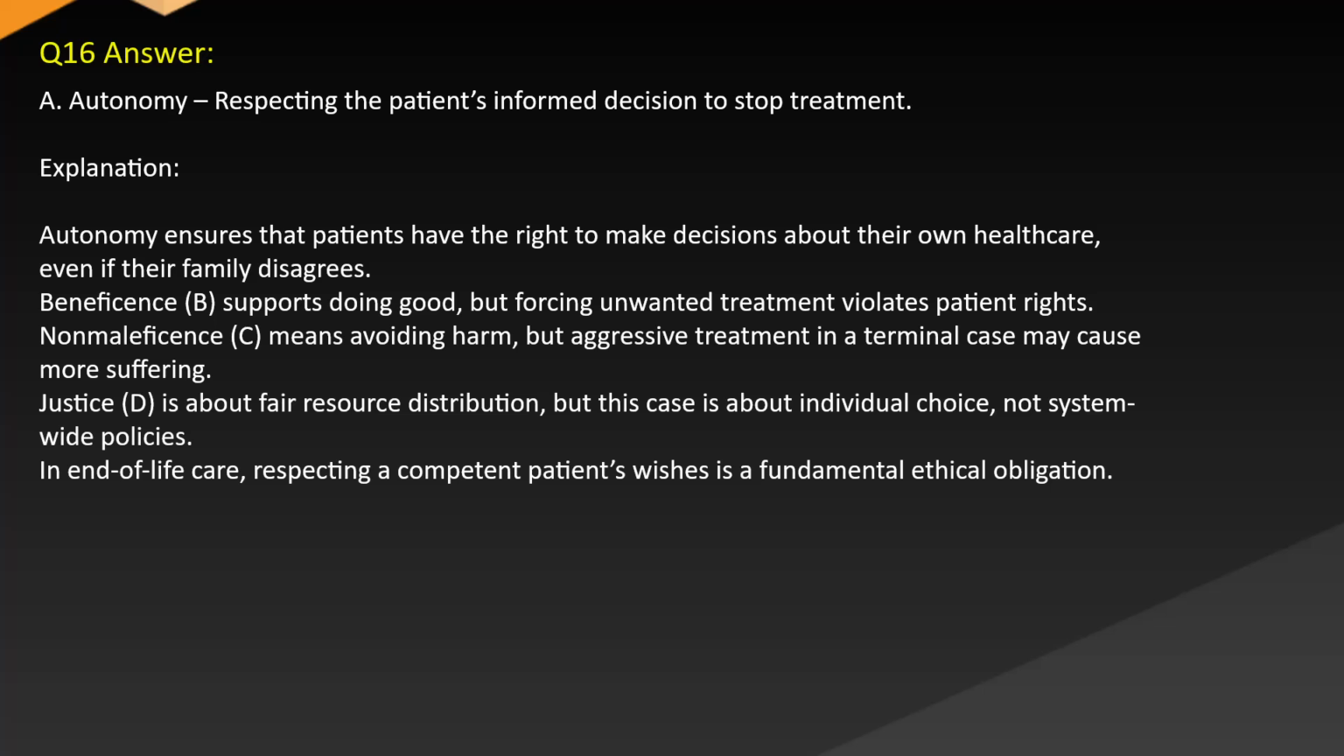Answer A. Autonomy. Respecting the patient's informed decision to stop treatment. Explanation: autonomy ensures that patients have the right to make decisions about their own healthcare even if their family disagrees. B. Beneficence supports doing good, but forcing unwanted treatment violates patient rights. C. Non-maleficence means avoiding harm, but aggressive treatment in a terminal case may cause more suffering. D. Justice is about fair distribution, but this case is about individual choice, not system-wide policies. In end-of-life care, respecting competent patients' wishes is a fundamental ethical obligation.